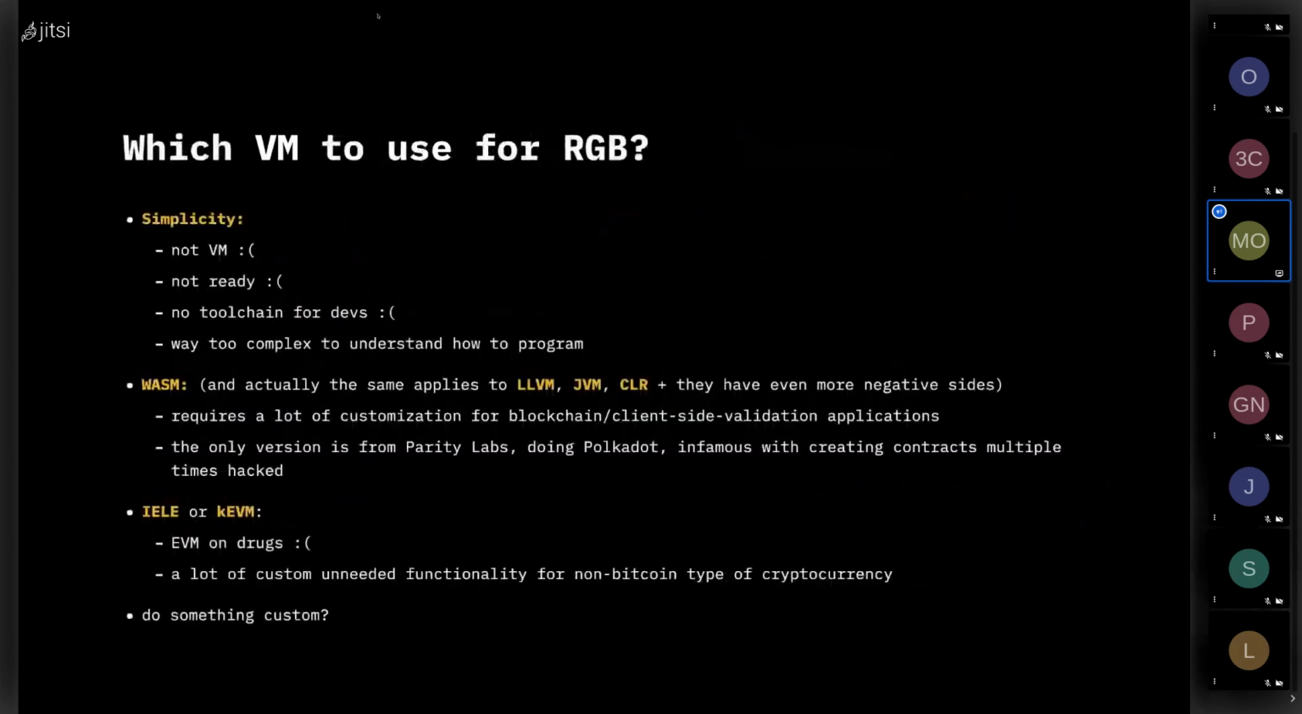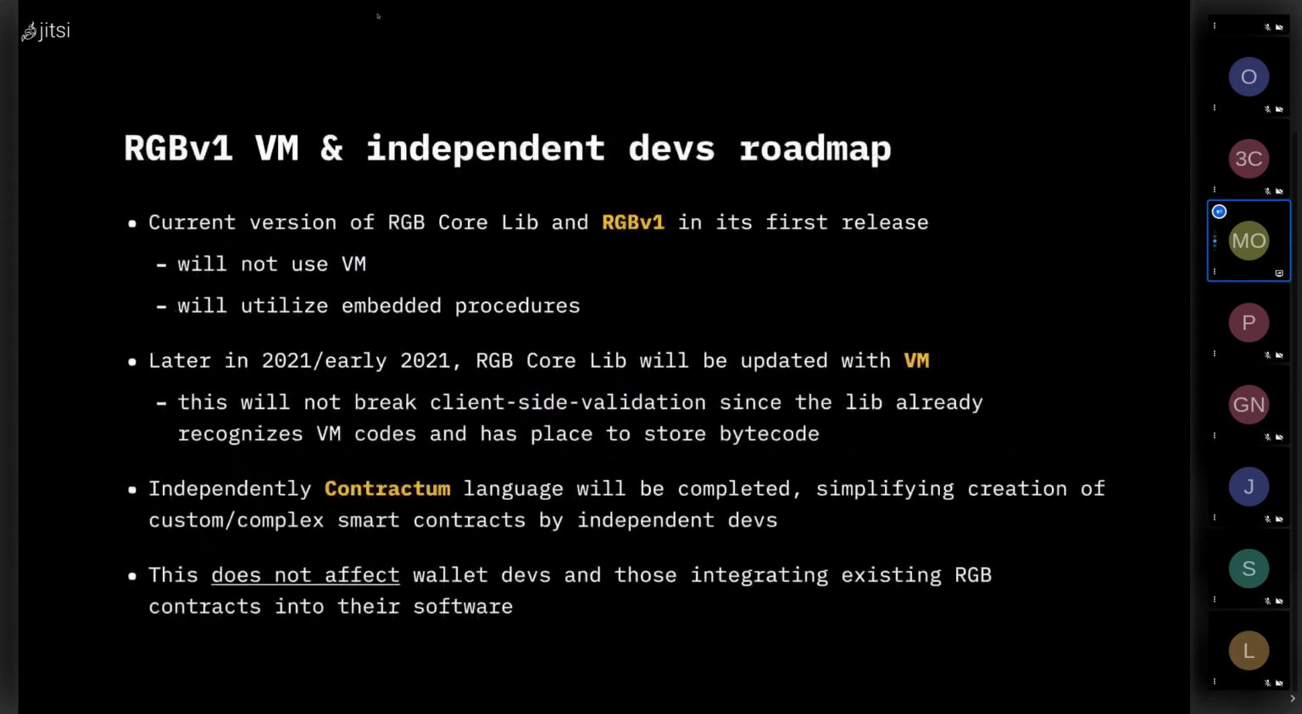So the final part of this talk today is actually what virtual machine shall we use for RGB. But before that, again, I will probably make a small break to address possible questions and comments about the part which we just discussed.